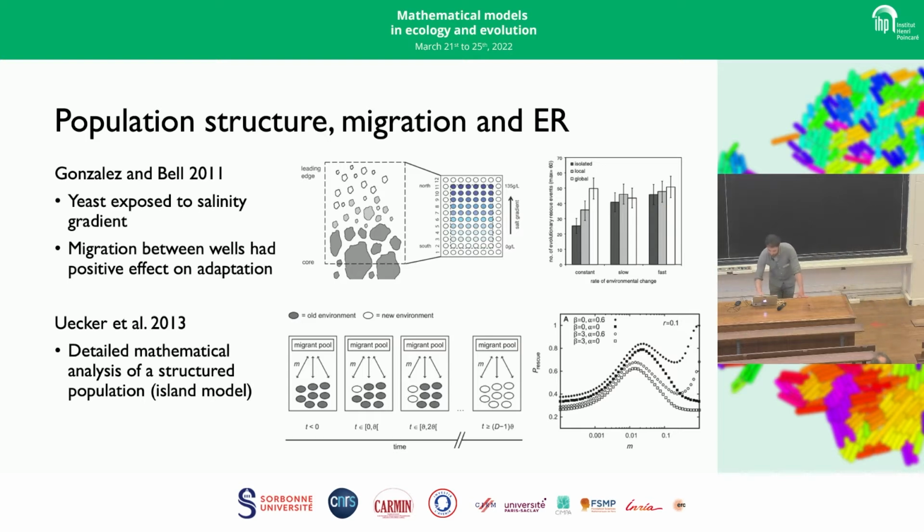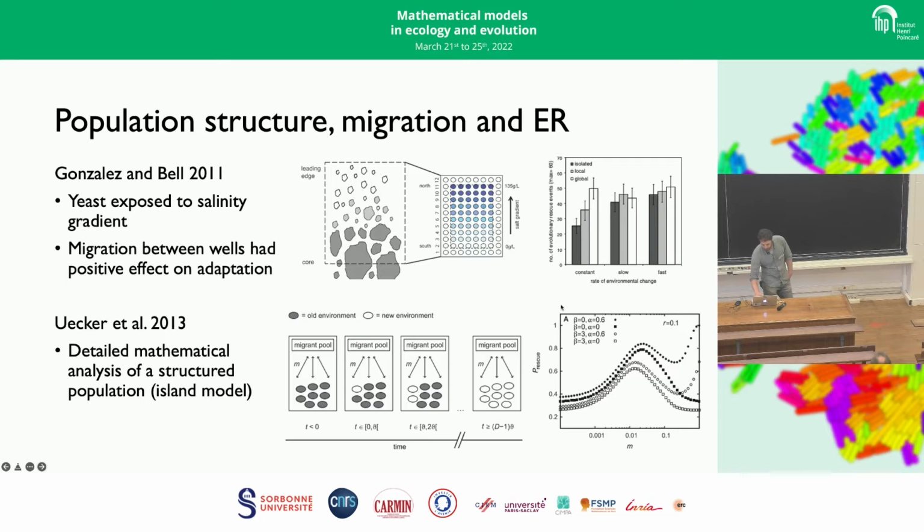So where you have this migrant pool, you take a couple of migrants and redistribute them over the whole population. This would correspond to the global migration scheme in the Bell and Gonzalez and Bell experiment. And both of these studies find that gene flow can be beneficial for evolutionary rescue.